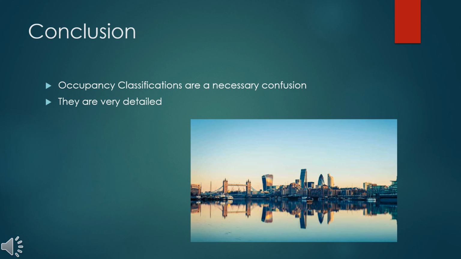Overall, occupancy classifications are a necessary confusion. Without them, people would just be building buildings however they wanted, which would definitely lead to some major problems. The codes are very detailed, which helps to stop these problems before they can even occur. As long as the codes are followed correctly, there should be very few problems.